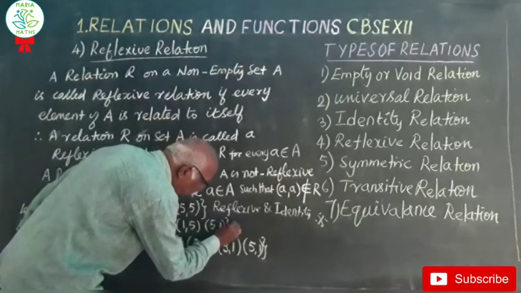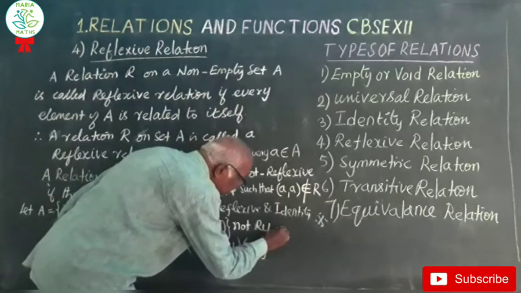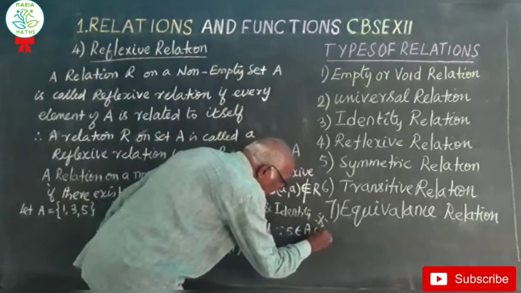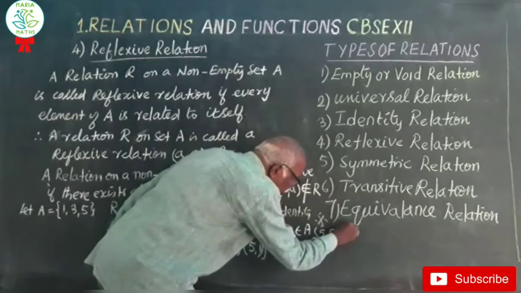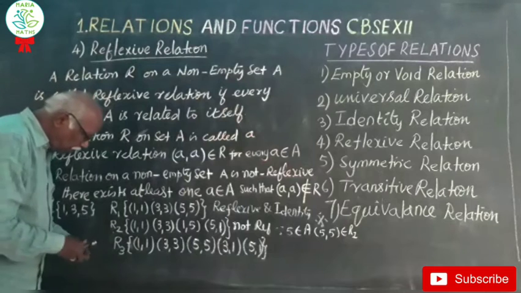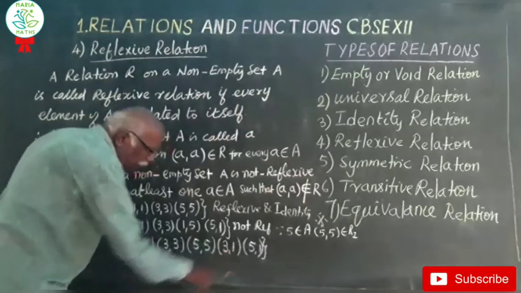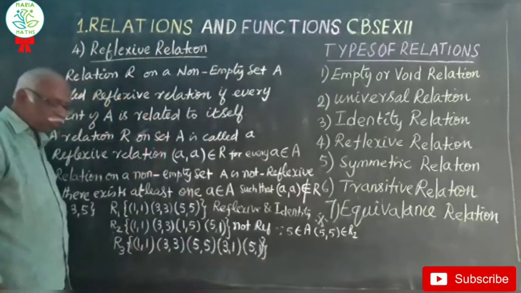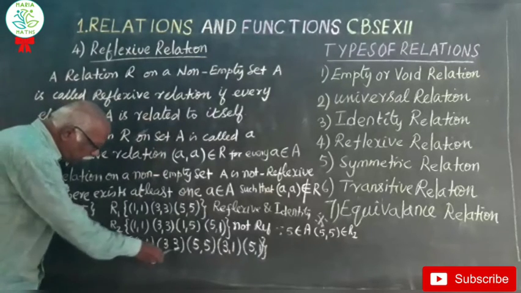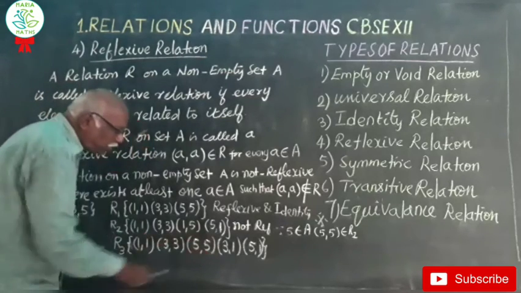So, it is not reflexive since π belongs to A, but (π, π) does not belong to R2. Consider the relation R3 = {(1,1), (3,3), (5,3), (1,5), (5,1)}. Is it reflexive? Yes, it is reflexive because (1,1) is there, (3,3) is there, (5,5) is there. Other than this, 3 is related to 1, 5 is related to 1.